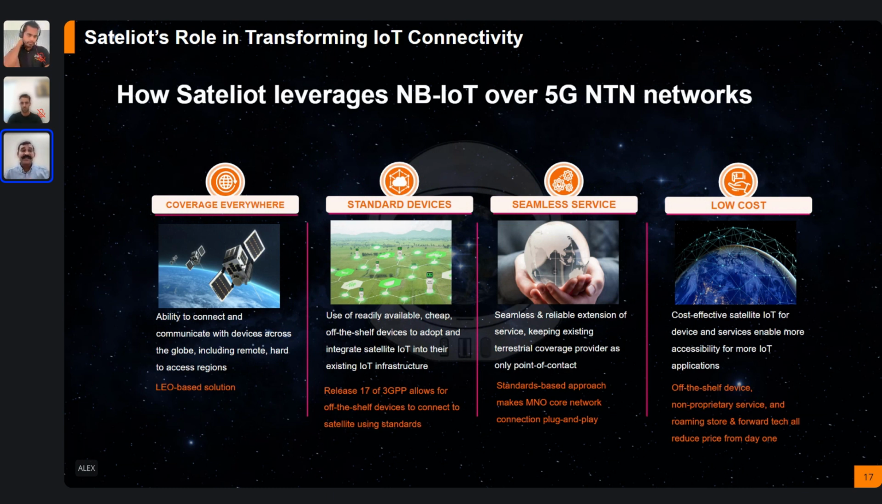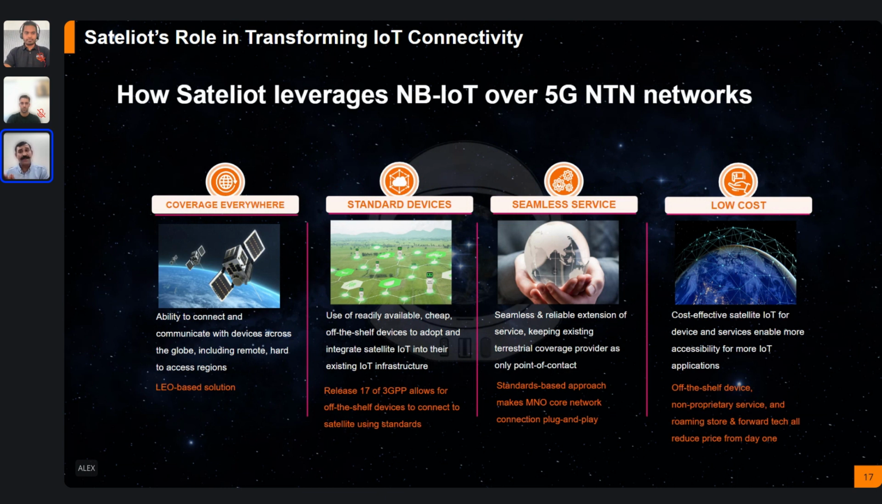Then we talk about the seamless service. From a customer perspective, it's seamless. It's the same SIM card, the same connection from their existing cellular operator, which allows dual mode connectivity on the devices. The same device will be able to connect to the terrestrial network on the cellular side, and whenever it's out of coverage, we will serve the same device as the roaming partner to our MNOs and MVNOs ecosystem.